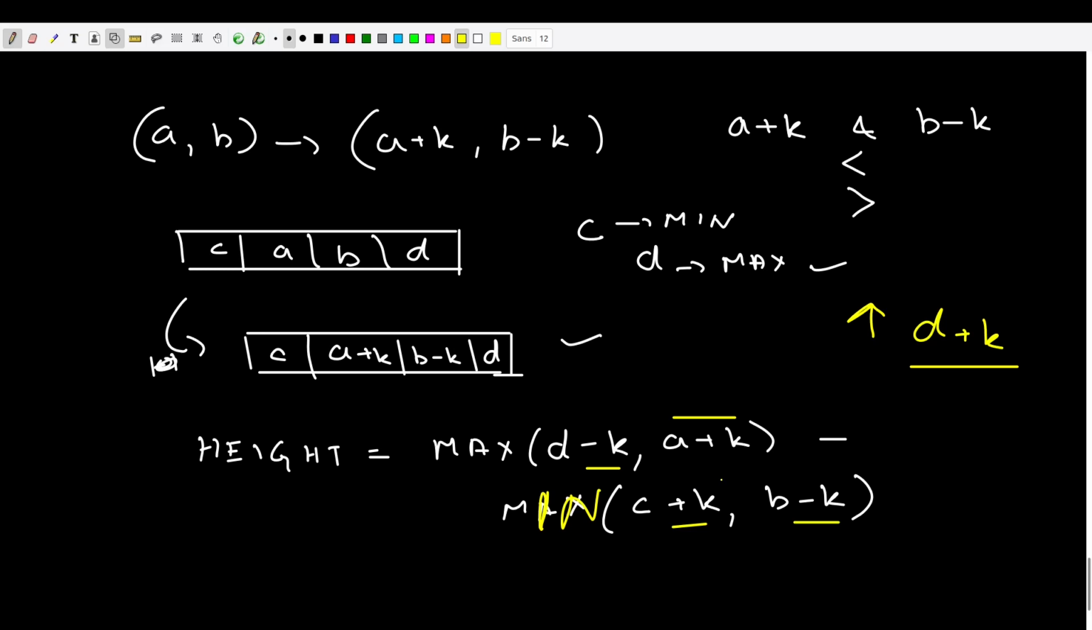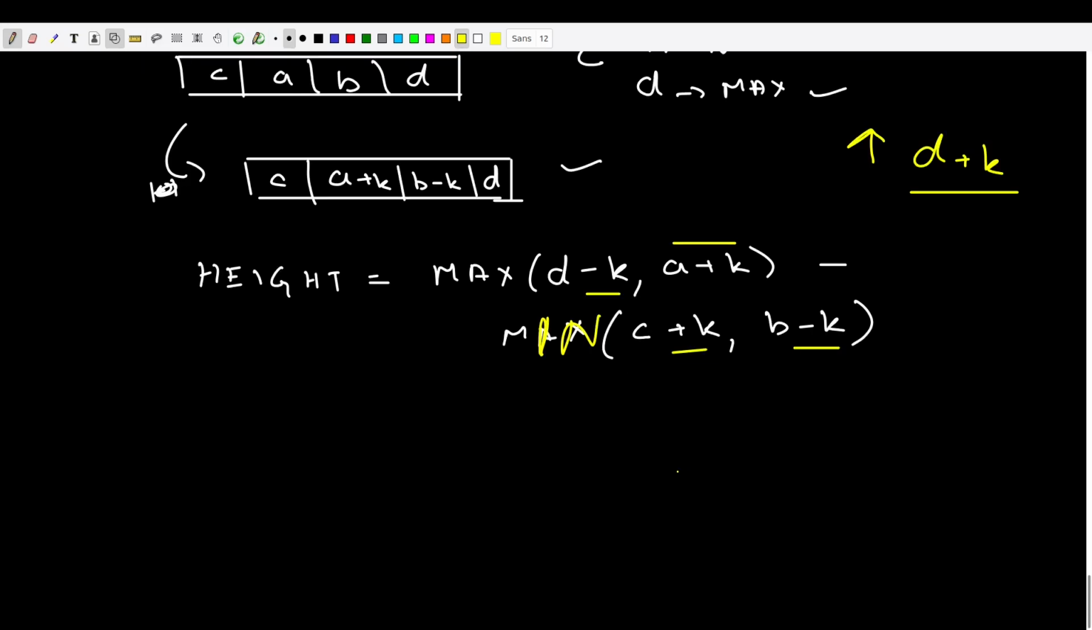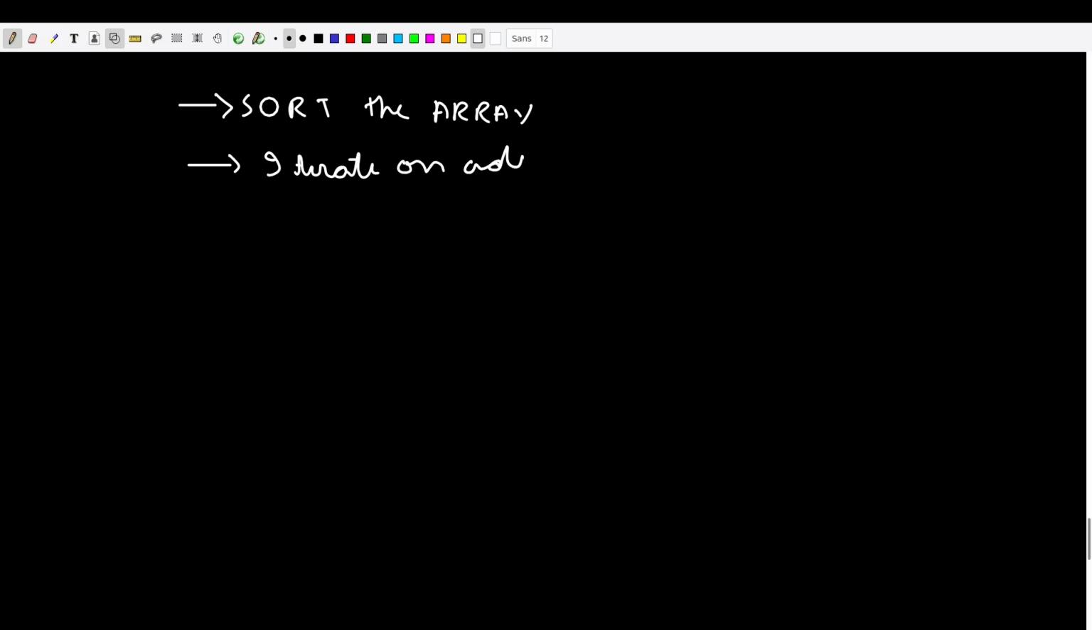Okay. So let me sum up all these things. I know it's a bit tricky to understand. So let me explain it finally. So what we will do is we will sort the array. Okay. Then what we are going to do is iterate on adjacent pairs.